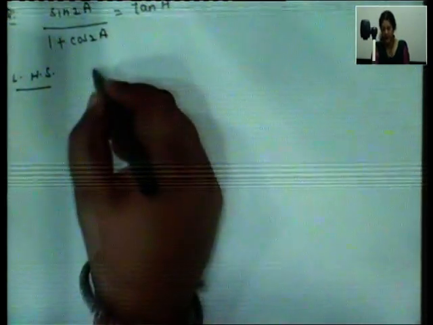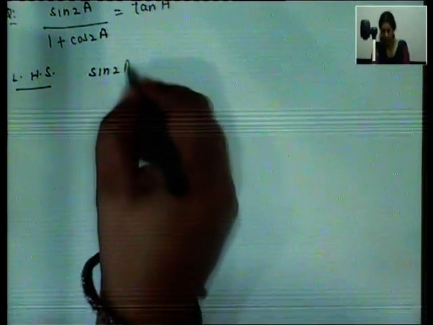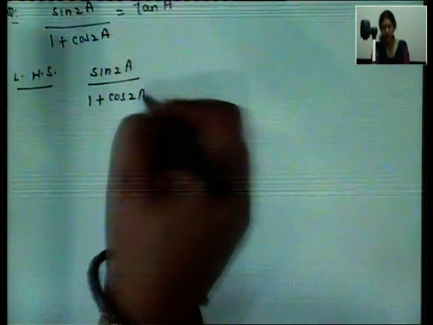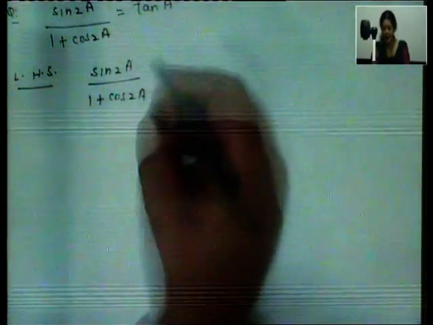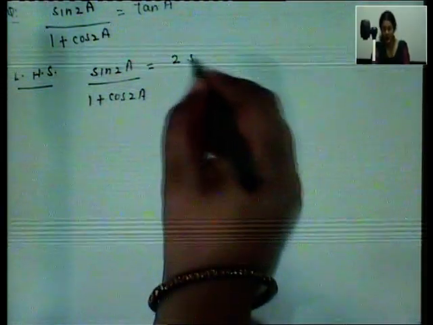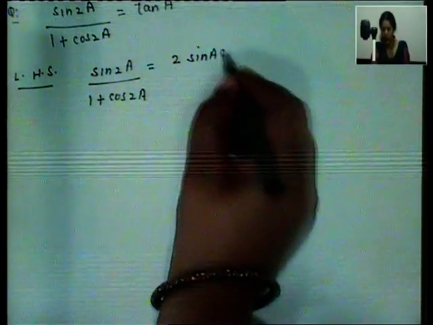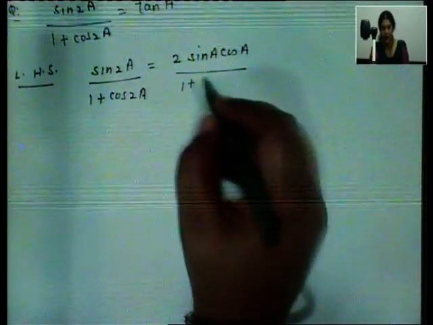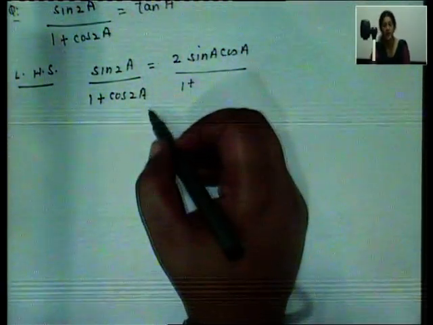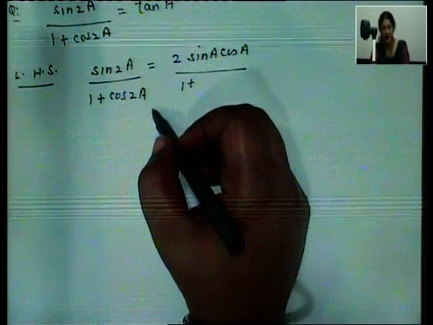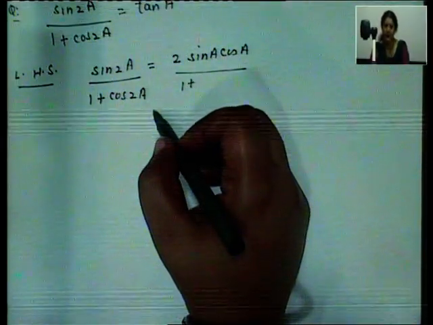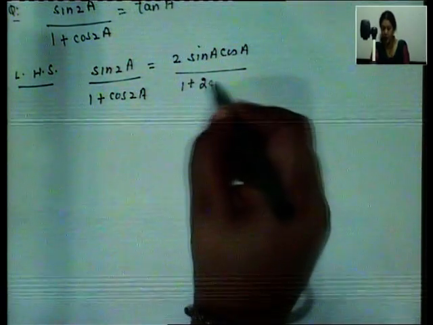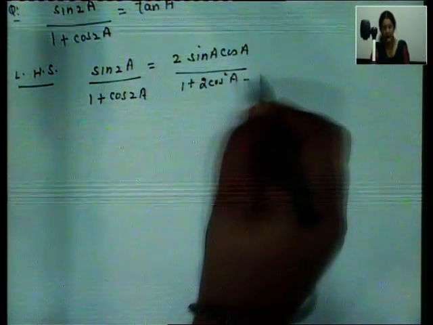So the left hand side is sin 2a upon 1 plus cos 2a. Now what is sin 2a? It is 2 sin a cos a. And what is cos 2a? Now see, we know that cos 2a has three expressions: cos square a minus sin square a, 2 cos square a minus 1, and 1 minus 2 sin square a. Here I use this 2 cos square a minus 1.